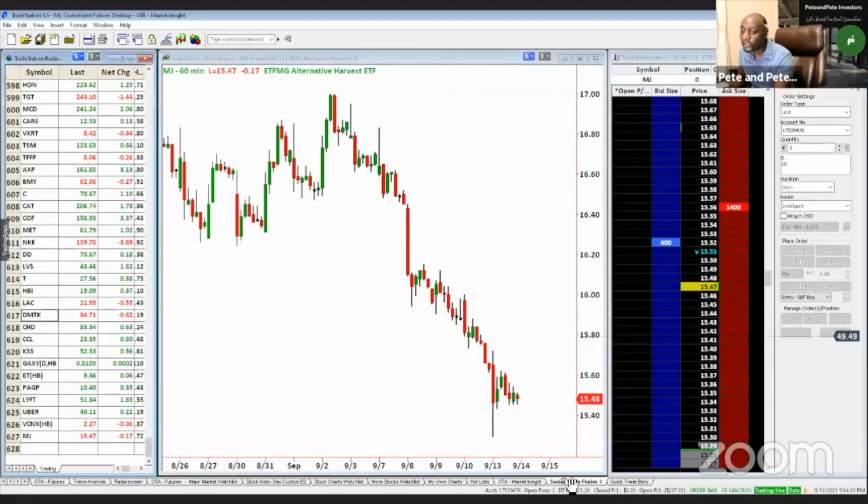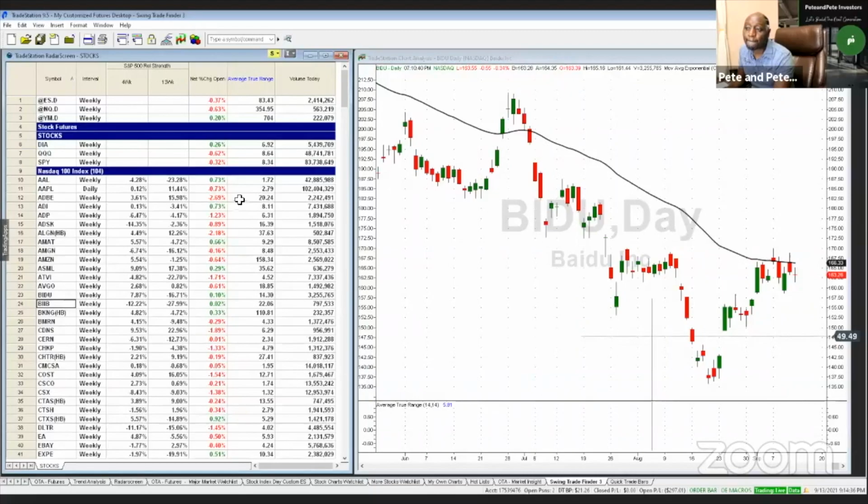Let's see, swing trades. And this is almost like a radar screen. You can also build your own radar screen. You can add a few things here. You can add an ATR, you can add volume and all that stuff. Okay, let's see, anything else?